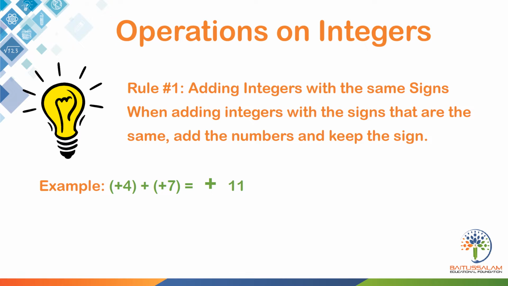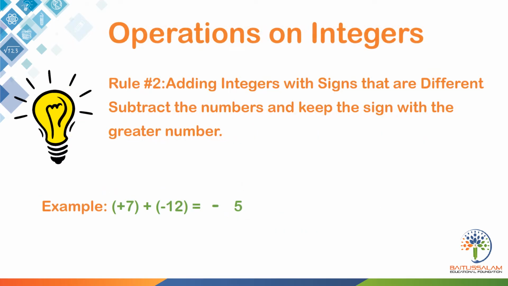Operations on integers. Rule number 1, adding integers with the same signs. When adding integers with the signs that are the same, we will have to add the numbers and keep the sign. In the above example, both the digits 4 and 7 have a positive sign on them. As a result, the sign remains the same as shown above.